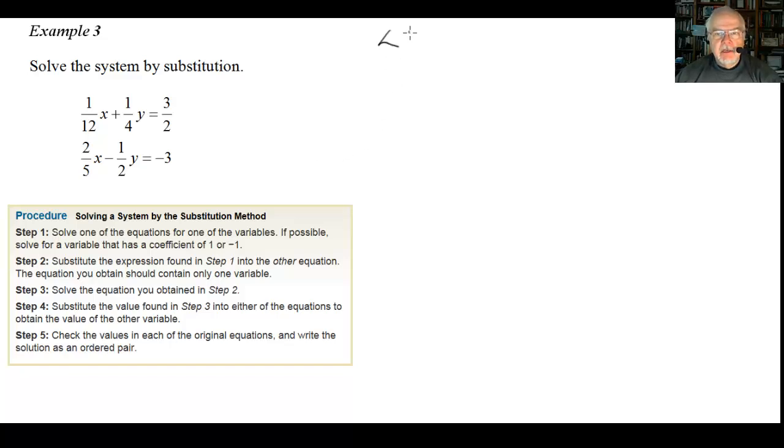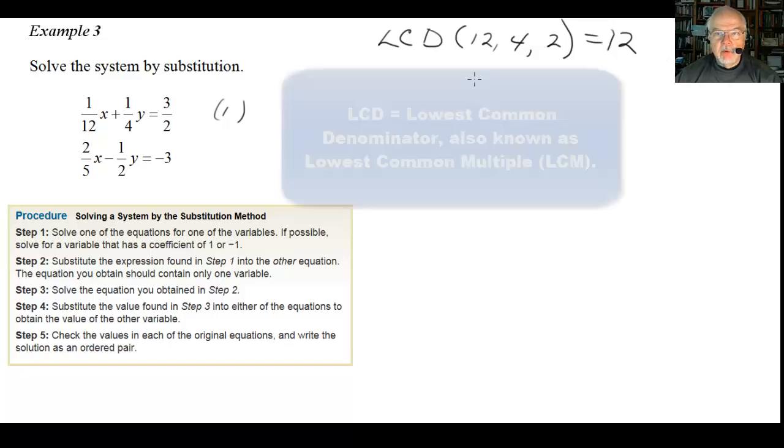Well, the trick is the lowest common denominator. We have to find the lowest common denominator of all of the denominators, say in equation 1. So what is the lowest common denominator of 12, 4, and 2? And the answer is 12. Now, lowest common denominator is also called lowest common multiple, right? Because that's what it is.